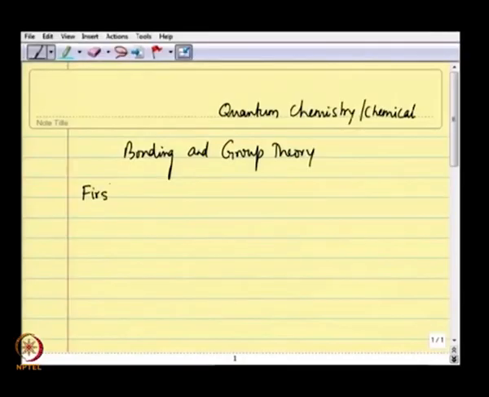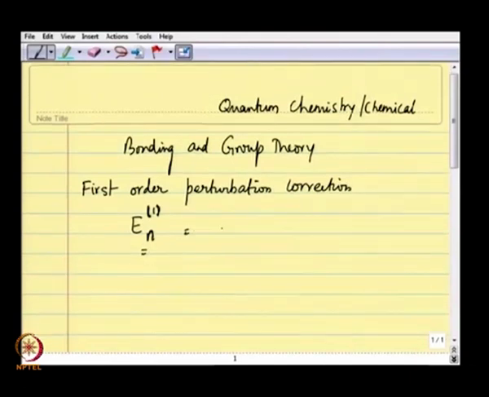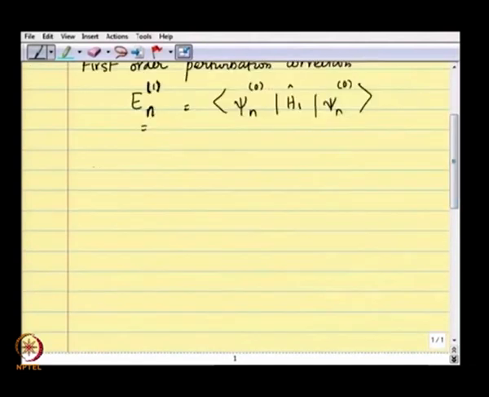So, we looked at the first order perturbation correction. Let me write E_n^1, the correction to the nth energy in the absence of perturbation to order lambda, as the average value of the perturbing Hamiltonian in the eigenstate of the nth energy state, namely psi n0, H1, psi n0.